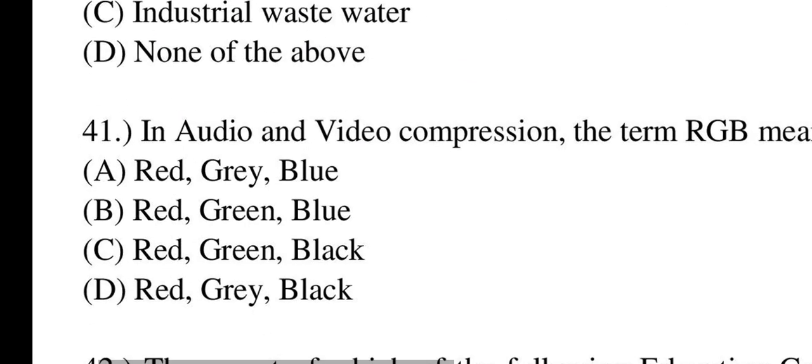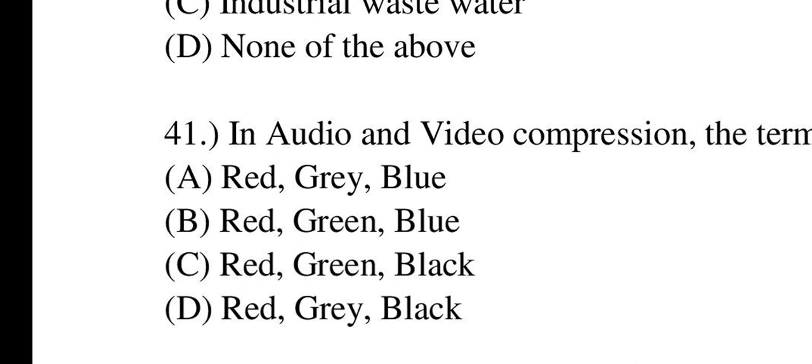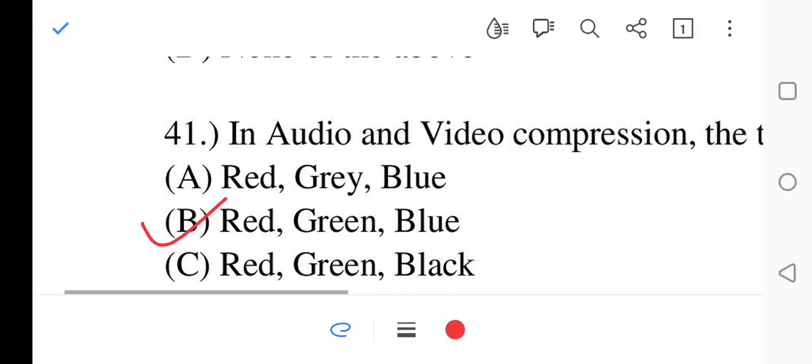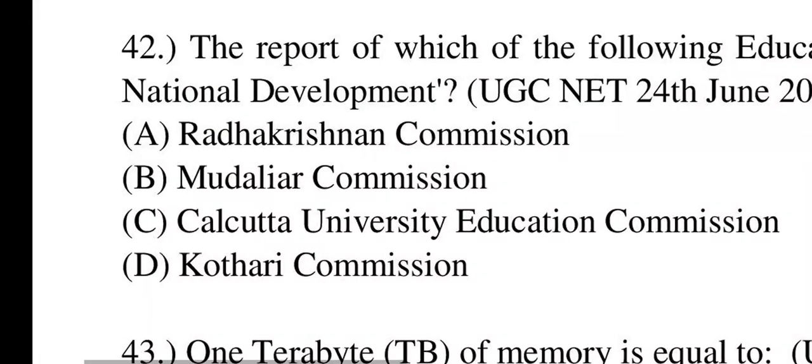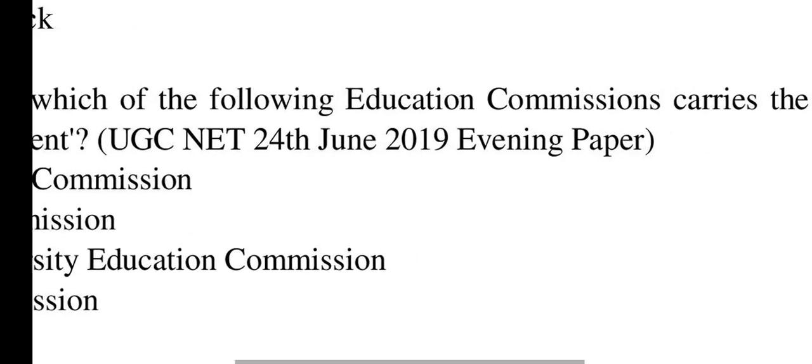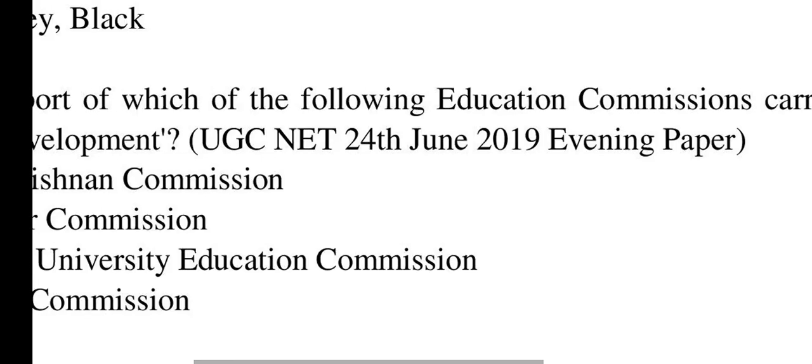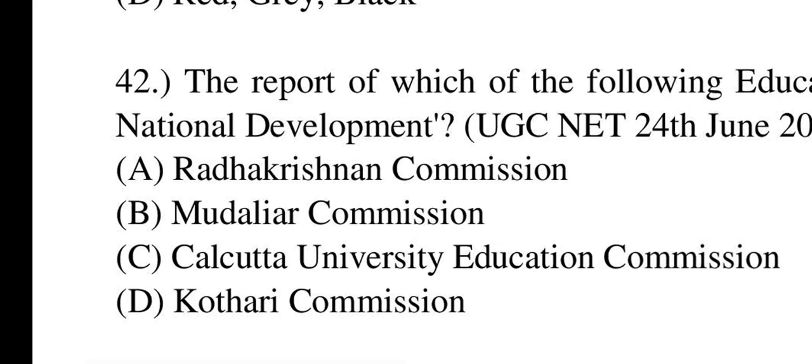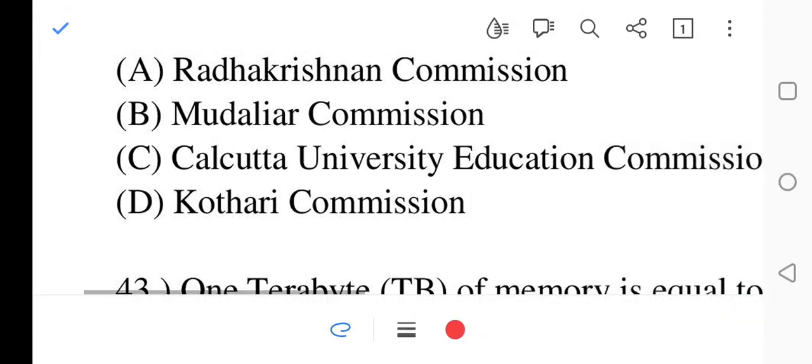41 is saying in audio and video compression, the term RGB means what? A, B, C, D: red, gray, blue; red, green, blue; red, green, black; red, gray, black. 41, number B will be correct, red, green, and blue, RGB. 42 is saying the report of which of the following education commissions carries the subtitle Education for National Development? A, B, C, D: Radhakrishnan Commission, Mudaliar Commission, Calcutta University Education Commission, Kothari Commission. 42, number D, Kothari Commission will be correct.